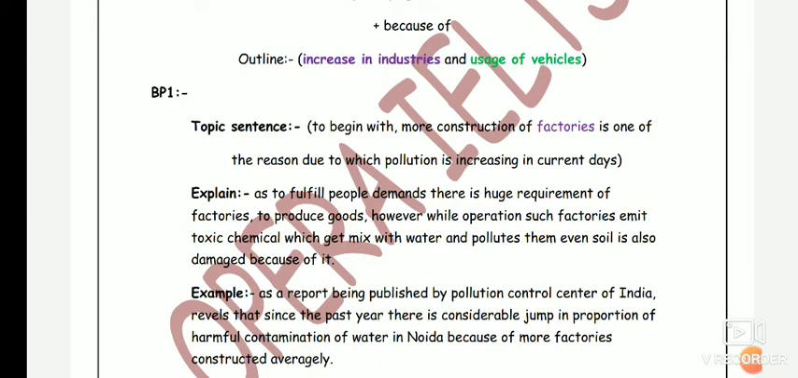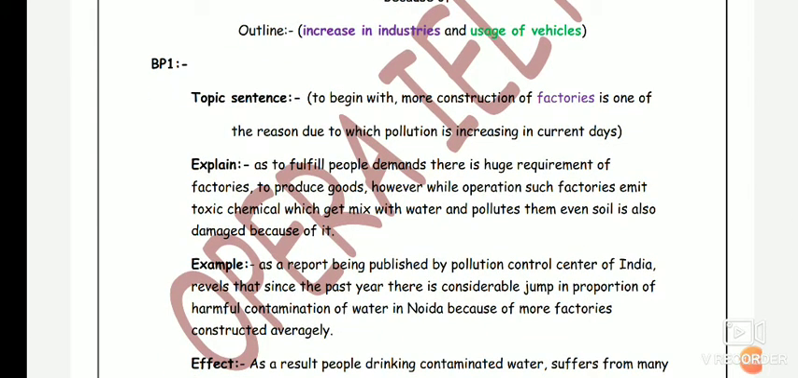Okay, now coming to BP1, as you can clearly see, the topic sentence is to begin with, just the starting point of how we can start a particular BP. Then you can see: more construction of factories is one of the reasons. So this is our point, factories are the main reason due to which pollution is increasing in the current days. So the same thing which I described in the pattern I have done here. This is the topic sentence.